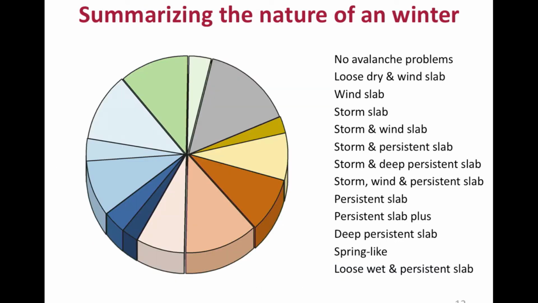So I've identified these patterns, and for one season, you just add up the percentage of each hazard situation, and this is getting at this numerical measure of avalanche hazard.